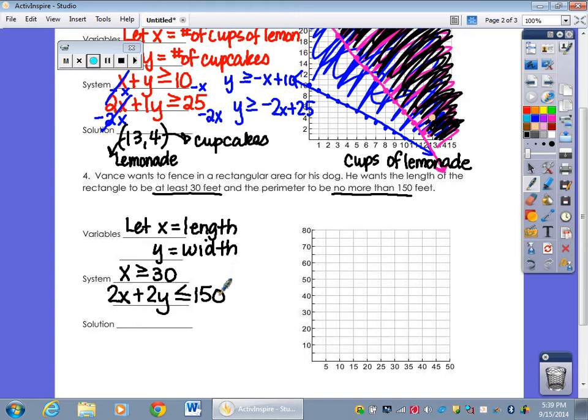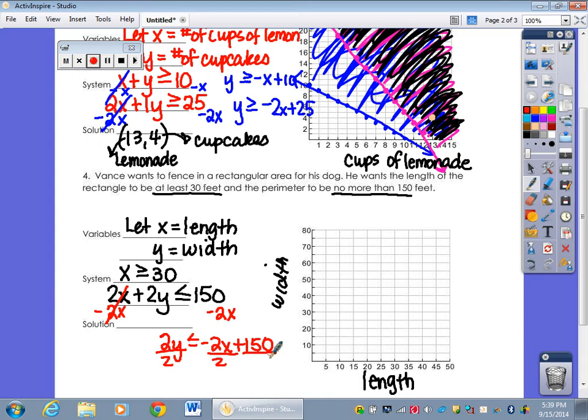Okay, so when we graph it, this one's already ready to be graphed. So x we already decided was the length, and y was the width. So the second one needs to be solved for. So let's go ahead and subtract 2x here. So we have 2y is less than or equal to negative 2x plus 150. And then when we divide by 2, we get that y is less than or equal to negative x plus 75. So we're graphing this one, and we're graphing this one.